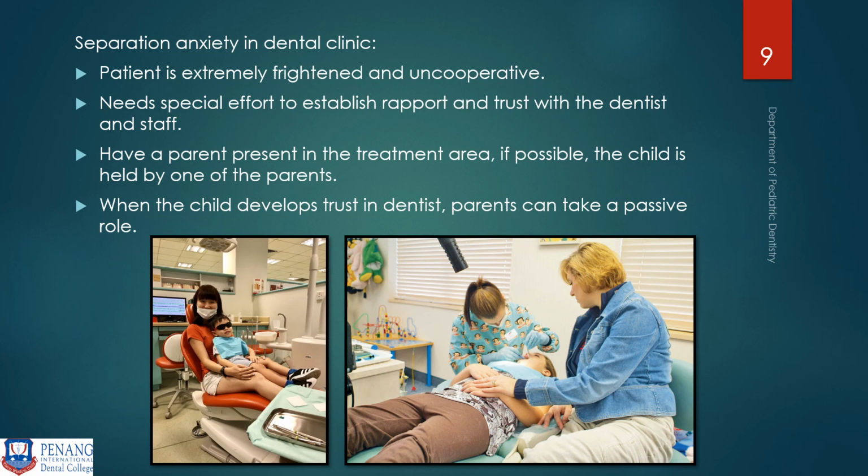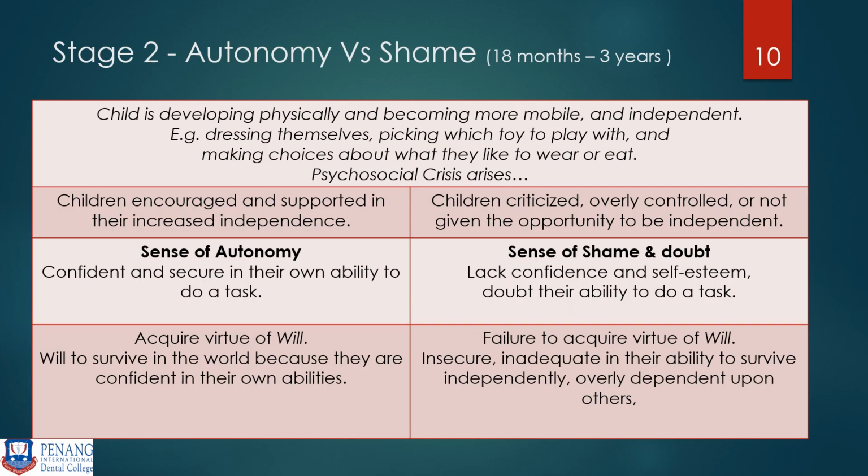Okay, now let's see stage 2. Stage 2 is autonomy versus shame, and this happens from 1.5 years of age to 3 years of age. So if the child is developing normally, you will see this stage between 1.5 years, that is 18 months, to 3 years. Now in this stage, the child is developing physically, and he's becoming more mobile and more independent.